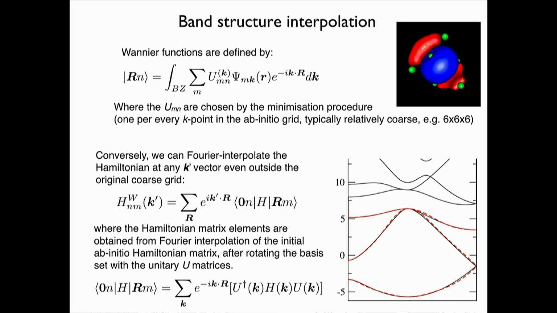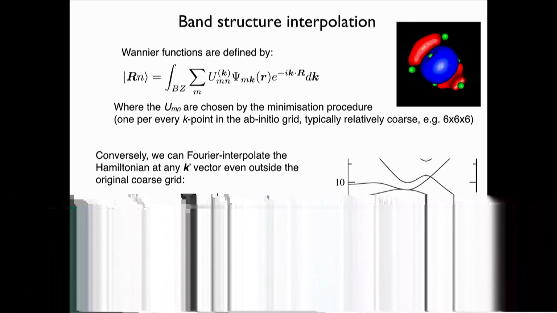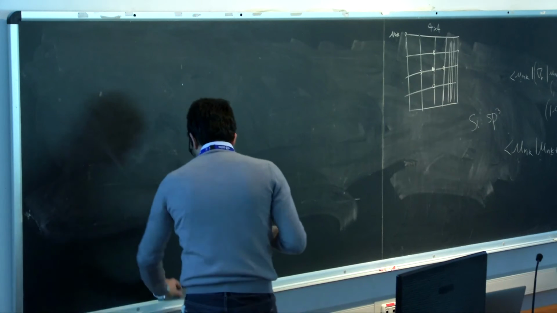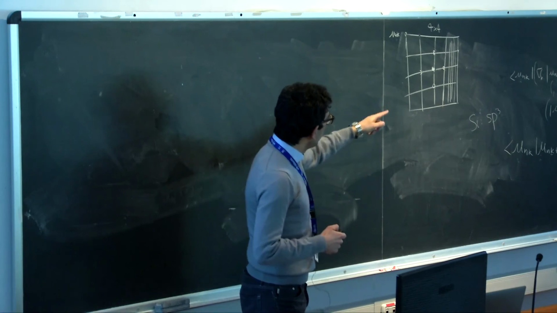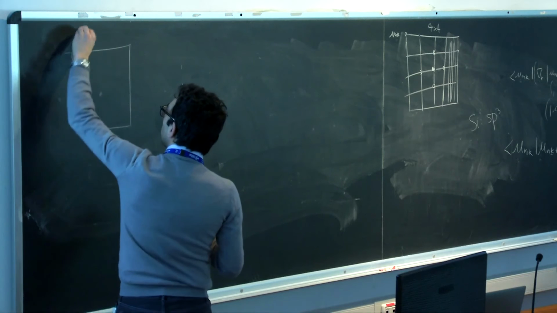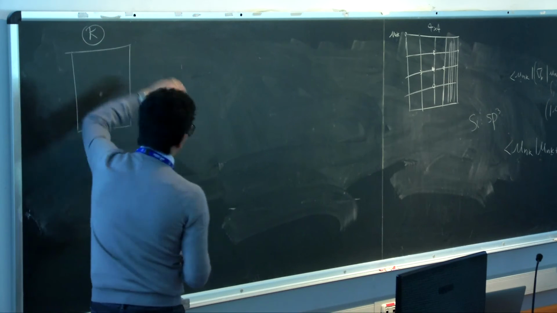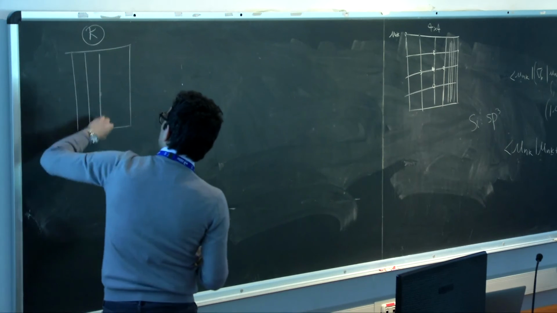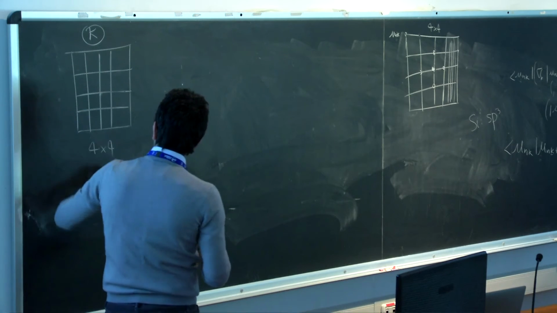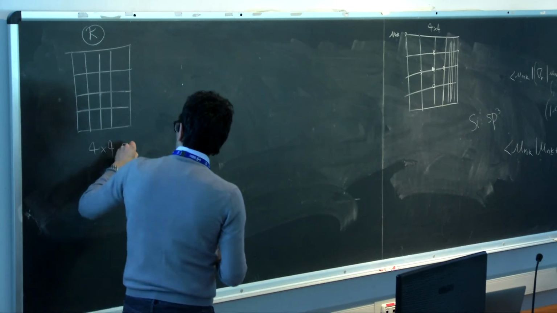Now, this is very important also to understand a bit the meaning of the interpolation. You can really imagine that, as Feliciano said before, you're going in reciprocal space. So this would be my Brillouin zone, and let's say I draw it in 2 dimensions. I do a 4x4 sampling, okay?